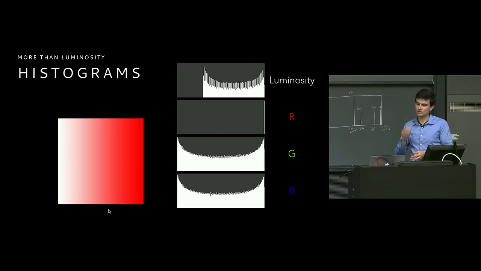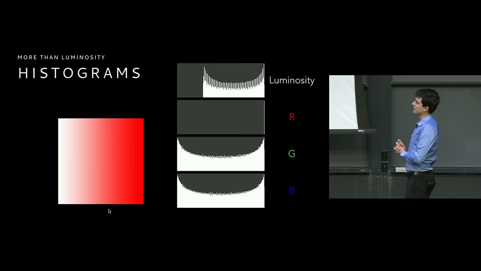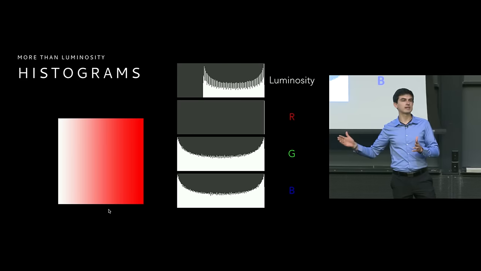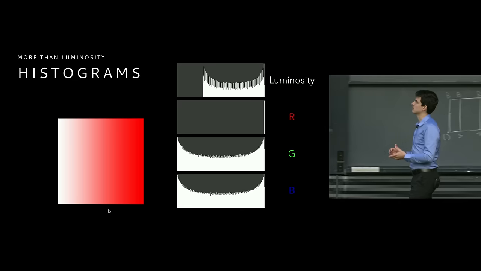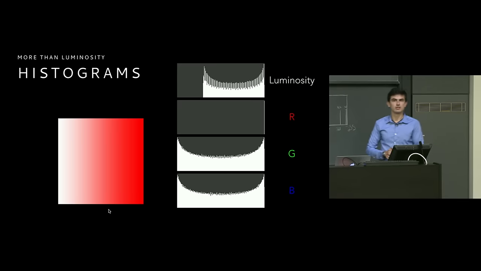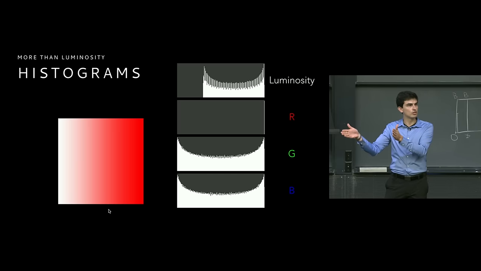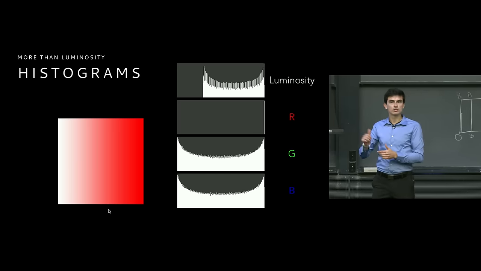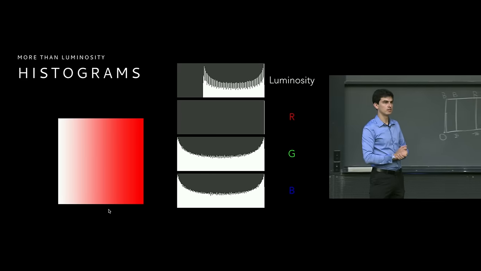So imagine how this would look if this was instead a gradient from red to black. What would the luminosity histogram look like in that case? It'd be the inverse of this, right? It would be from 0 to red, 0 to 30%. Cool. What about the red channel?